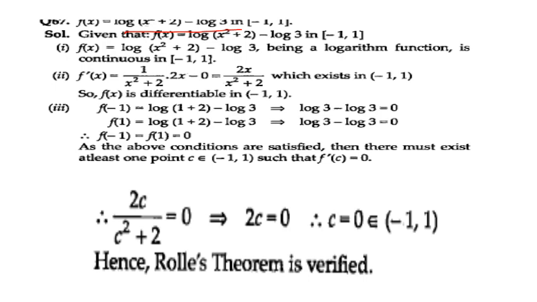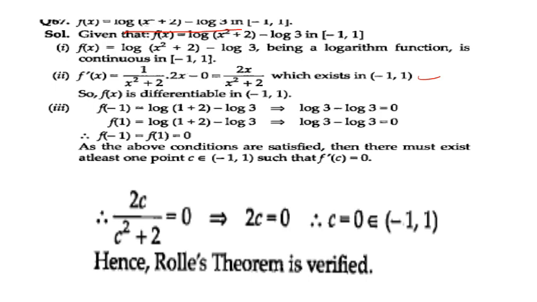So f dash x is 2x by (x squared plus 2). This exists for whatever value in minus 1 to 1. Even if we put 0, the denominator will be 2. So the first derivative exists in the open interval minus 1 to plus 1, so f of x is differentiable in the open interval minus 1 to plus 1. And the function is logarithmic, so it is continuous.